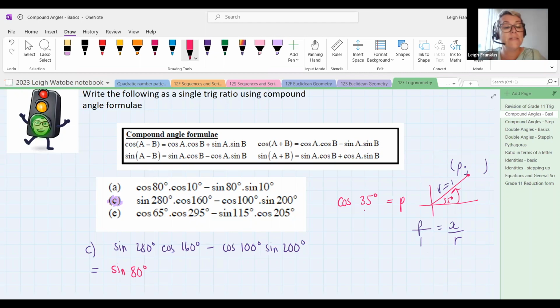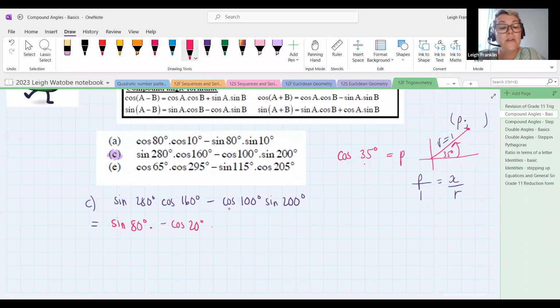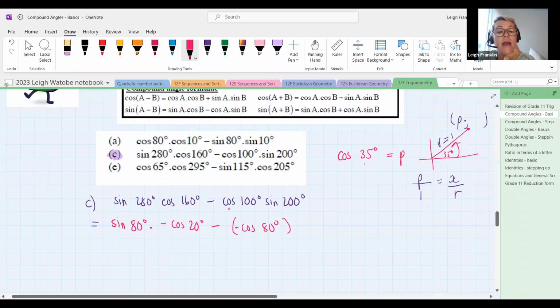All right, then cos 160 is going to be in the second quadrant. So this is going to reduce to negative cos 20. Then cos 100, that is also in the second quadrant. So this is going to reduce to negative cos 80, and sine 200 is in the third quadrant. So this is going to reduce to negative sine 20. Okay, so we would end up with that.